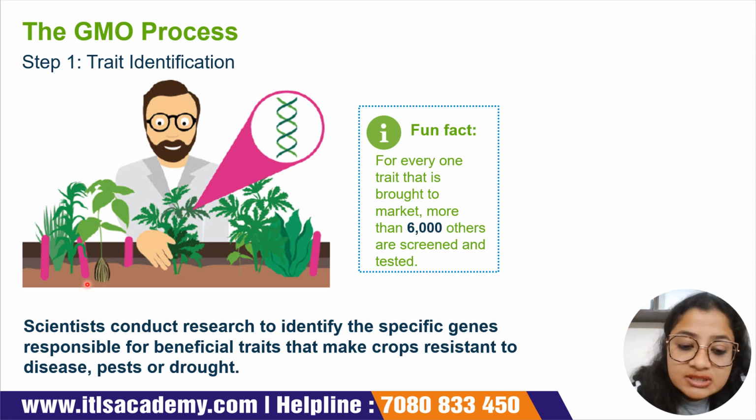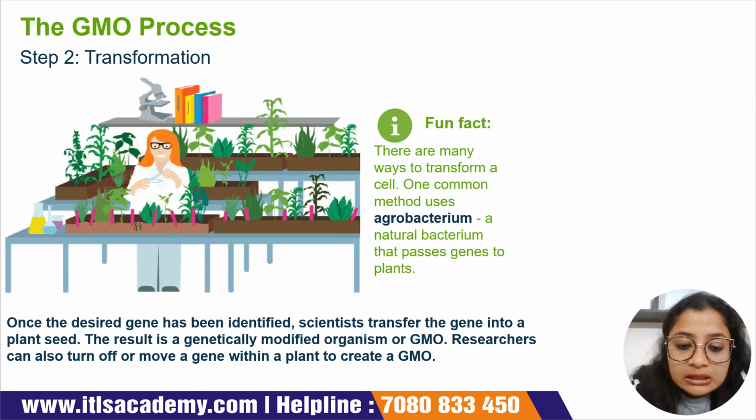So the scientists conduct research to identify the specific genes responsible for beneficial traits that make the crops resistant to disease, pests, or drought. Now, the second step is also very important. Each and every step is very important in the GMO process. The second step is transformation. How will we transform the plant into the new plant that we want?